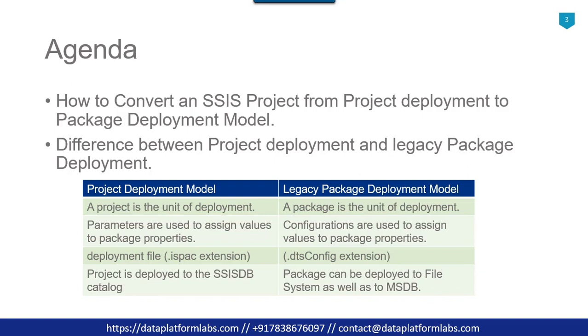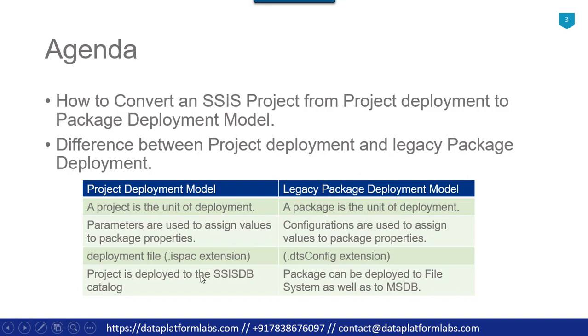However, in the legacy package deployment model, we need to deploy a single SSIS package either to the file system or to MSDB. Inside the project deployment model, SSIS parameters are used to assign values to package properties, while in the legacy package deployment model, configurations are used to assign the values to package properties. So we can use XML configuration or SQL Server configuration to pass the value to the SSIS package properties. I'm going to cover topics like configurations in SSIS in coming videos.